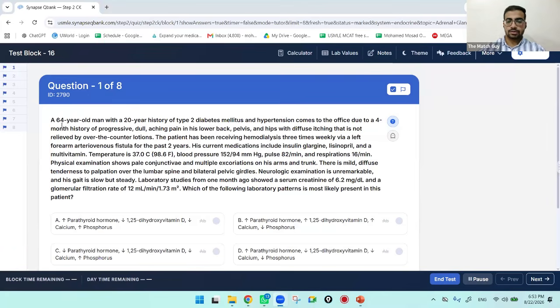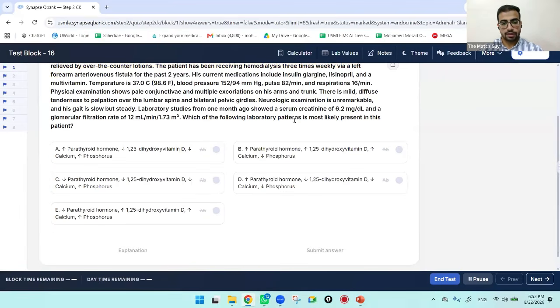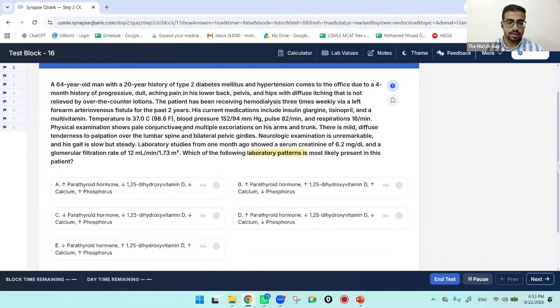Okay, let's start with this question. So how do I approach a question? First of all, I always read the question first. Which of the following lab patterns is most likely present in this patient? Why? This can give me at least an idea of what the question is asking, or at least what system the question is in. This saves me time. This could turn out to be just a fixed question, or a pure interpret-this-lab-finding question, and I would waste a lot of time reading such a big question.